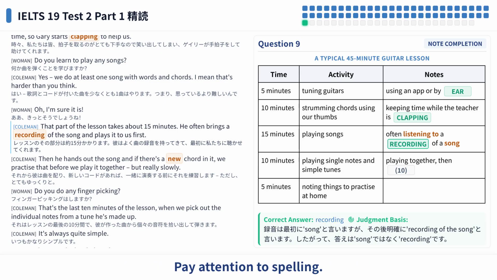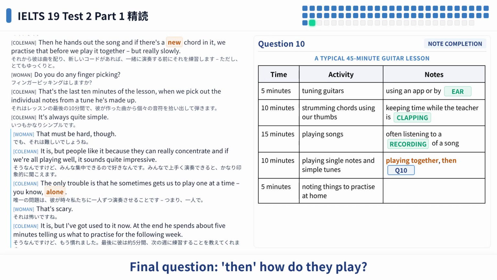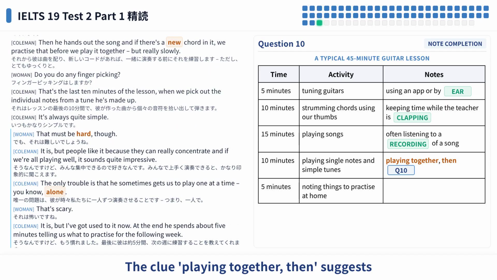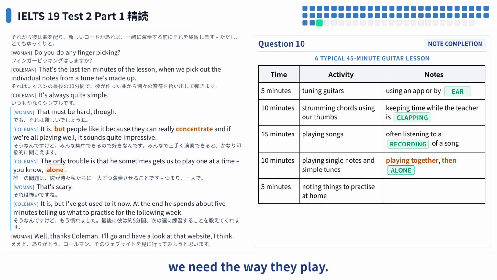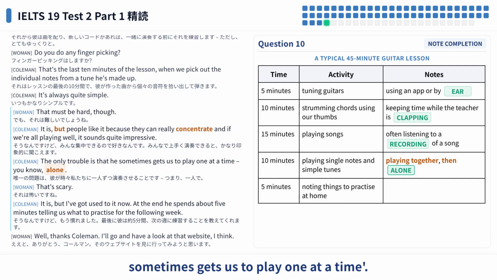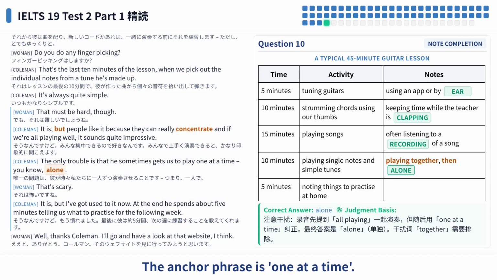Pay attention to spelling. Final question. Then, how do they play? The answer is alone. Pause the video to guess first. The clue playing together then suggests we need the way they play. The recording mentions all playing first, then a different way. Cole says, the only trouble is that he sometimes gets us to play one at a time. That's where the answer appears. The anchor phrase is one at a time.